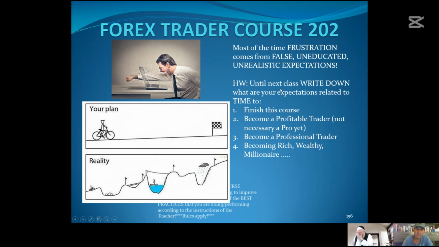Homework until next class: write down what your expectations are related to time. Number 1, to finish this course. Number 2, become a profitable trader, not necessarily a professional yet, but just profitable. Number 3, become a professional trader, meaning you work for an asset manager, managing third-party money. And 4, becoming rich, wealthy, a millionaire, or whatever might be the case. Okay, in our next class, you are going to tell me what your expectations are.